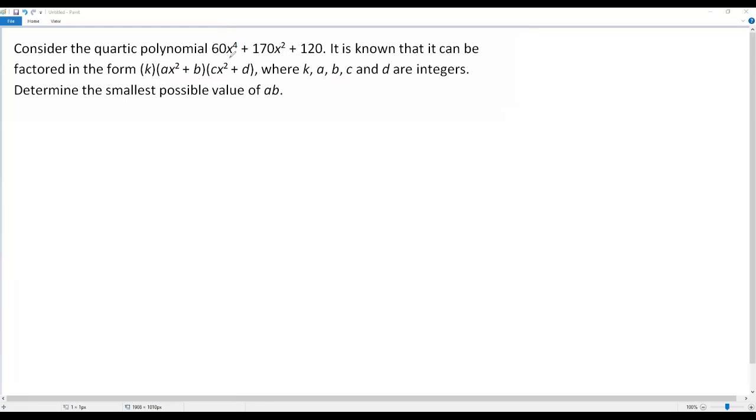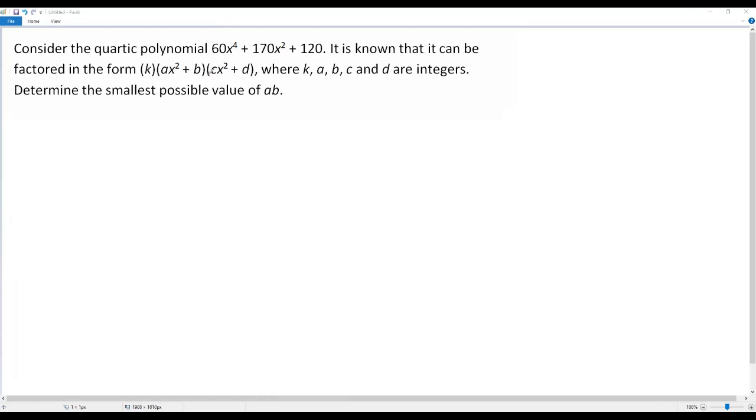Consider the quartic polynomial 60x^4 + 170x^2 + 120. It is known that it can be factored in the form k(ax^2 + b)(cx^2 + d), where k, a, b, c and d are integers. Determine the smallest possible value of ab.